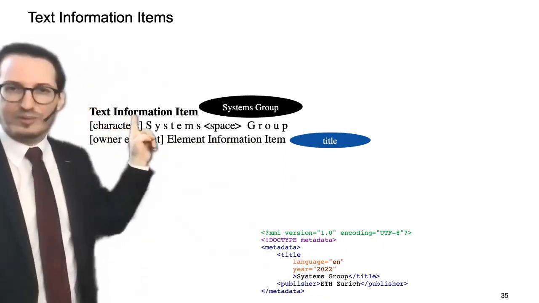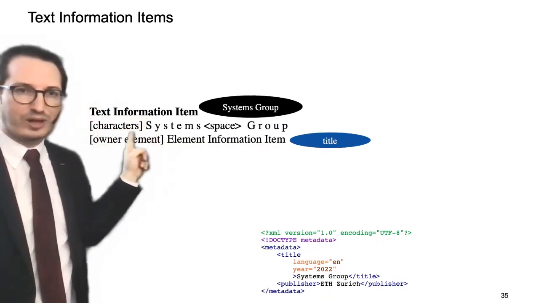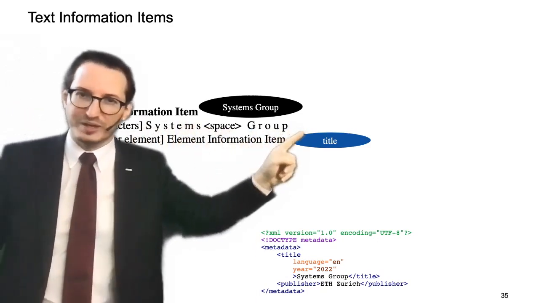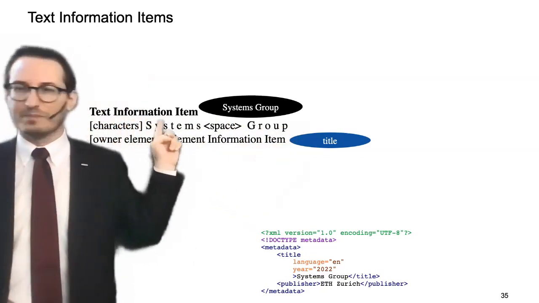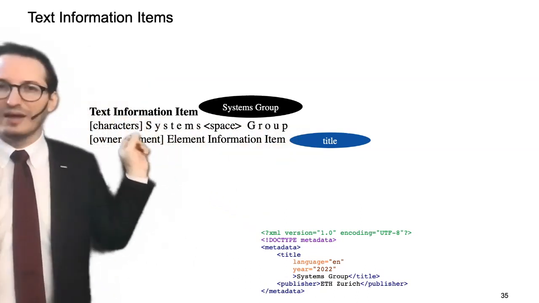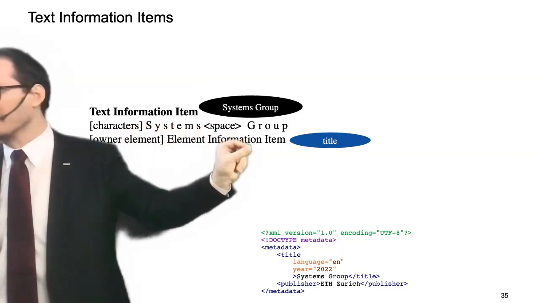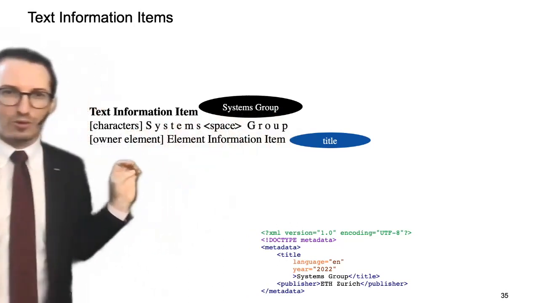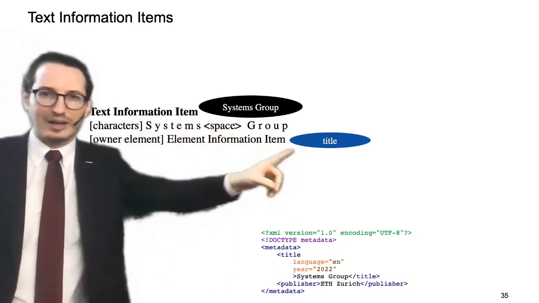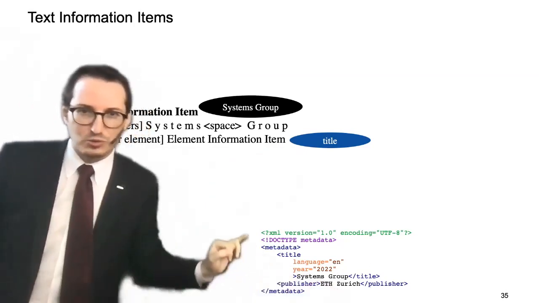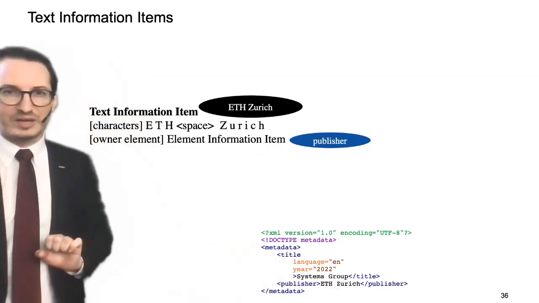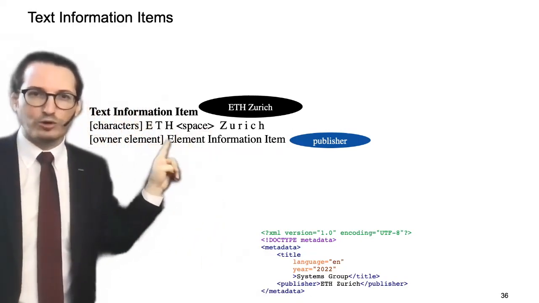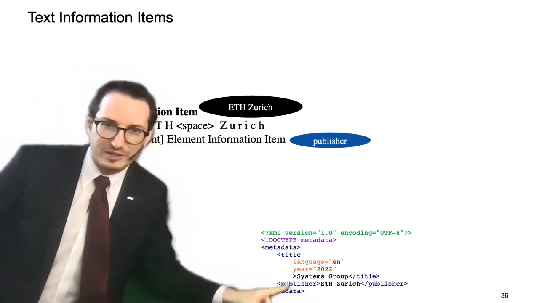Then we have text information items, so the properties are again different. Here we have all the characters, S, Y, S, T, E, M, S, space, G, R, O, U, P. I think that in the case of the infoset, if you look at it strictly, it's creating one node for every character, right? But I didn't want to do that to you today, so I just created a single node with all the characters in there. Then the owner element is title because all this text right there, Systems Group, is in title. Then I did the same thing with ETH Zurich. Then the owner element is publisher. See, ETH Zurich is in publisher.